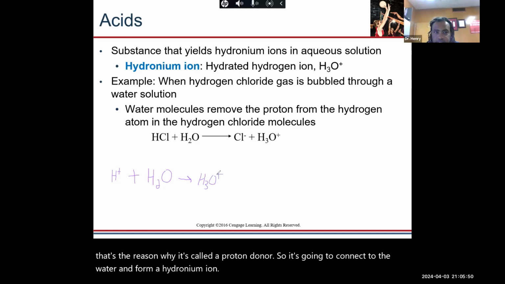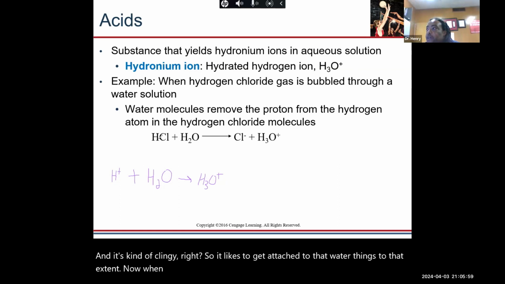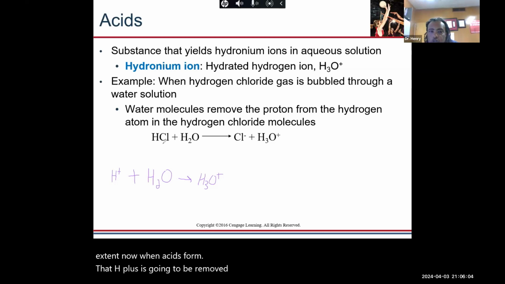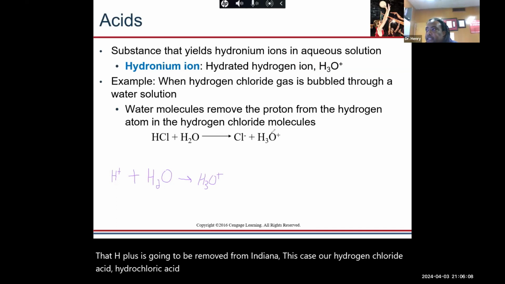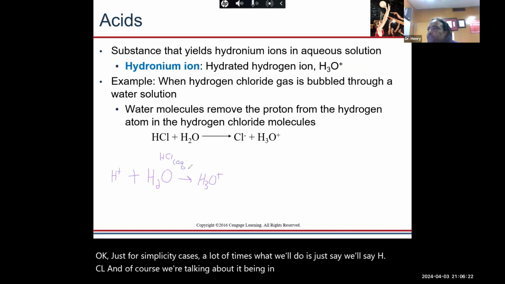And it's kind of clingy, right? So it likes to get attached to that water. Now, when acids form, that H plus is going to be removed from, in this case, our hydrochloric acid, and it's going to go and attach to the water. Okay, just for simplicity, a lot of times what we'll do is we'll say HCl, and of course we're talking about it being in water, aq.